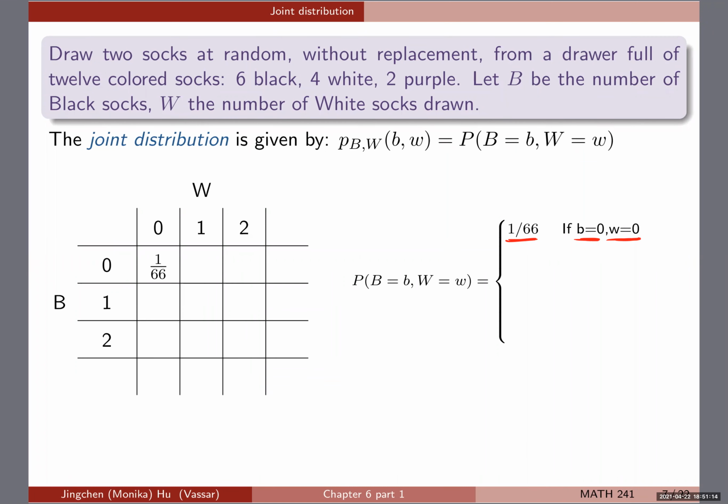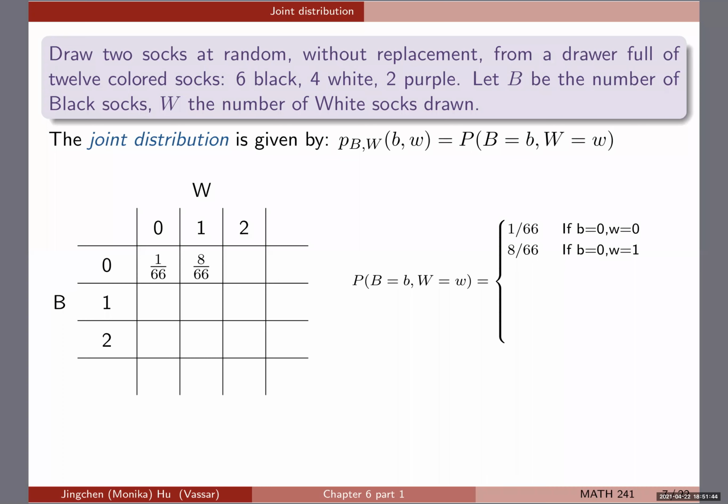Okay, you can always, of course, use the ratio notation that we have been doing. So it's 12 choose 2, that's the total number of ways of choosing any two socks. And there's only one way to choose 2 purples, which is 2 choose 2. And that gives you 1/66. Okay, so that's how you get the first one. Then of course you continue doing all of them one by one, so let me clear this and go about one by one.